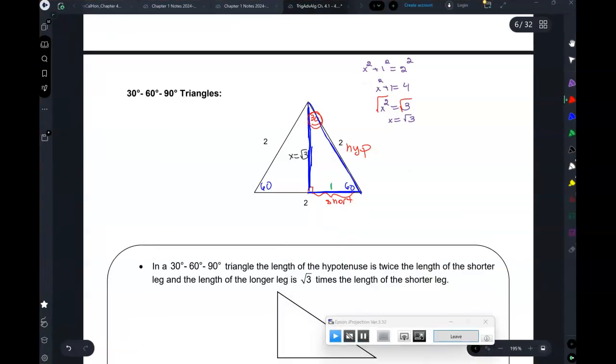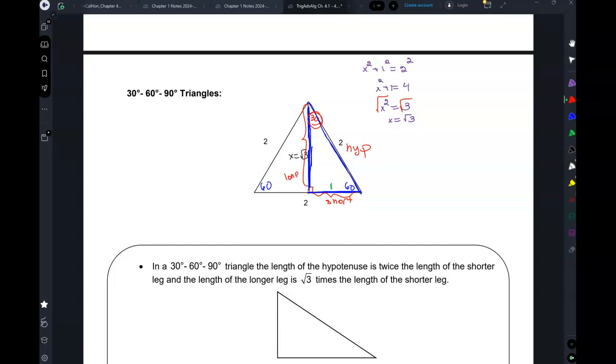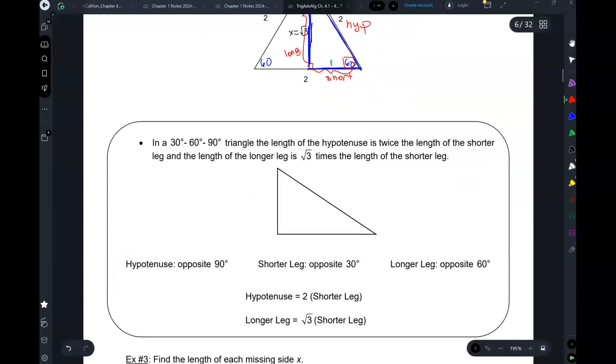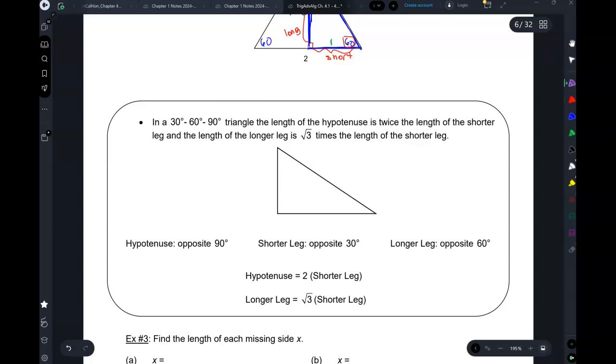Oh, if only. Okay. This is the longer leg. It faces the 60-degree angle, right? So let's draw a cleaner version here. This is 90 degrees. Here we have the hypotenuse. One of these angles, we'll make it, this one is 30. It faces the short leg. The other angle is 60. It faces the long leg.